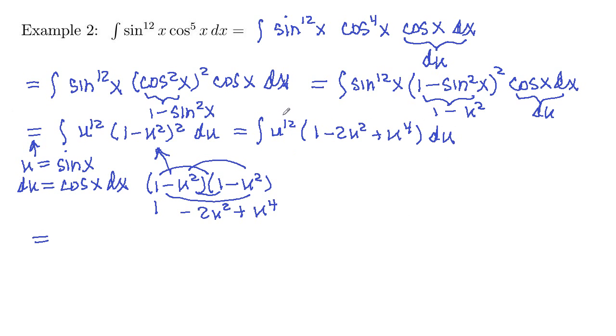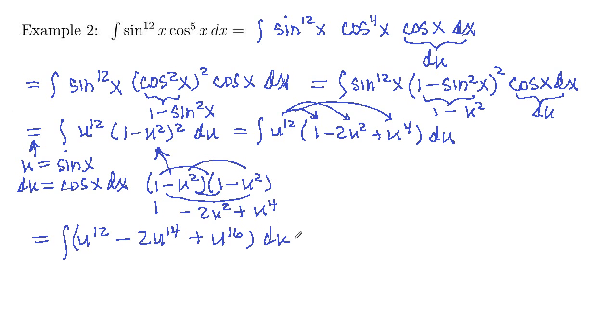So now we can multiply that u to the 12th in times each piece here, and then we'll just need to do power rule. So u to the 12th times 1, u to the 12th, minus u squared times u to the 12th will be u to the 14th, right? When you multiply, you add exponents. So minus 2u to the 14th. And then u to the 12th times u to the 4th, u to the 16th. Again, when you multiply, you add exponents. We're integrating all that with respect to u.